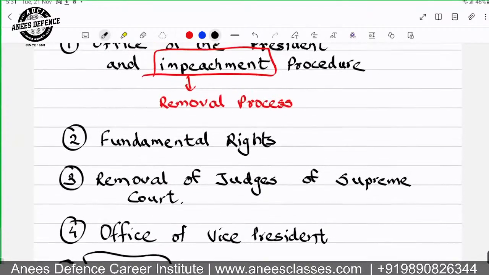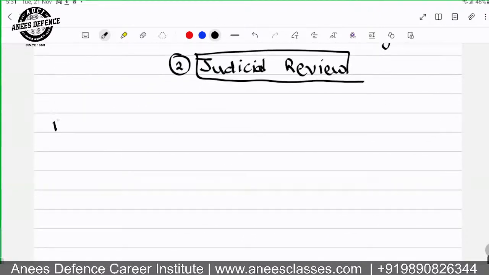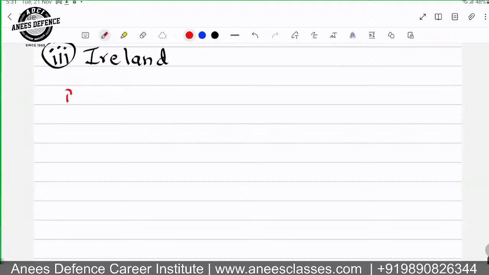Now, the third source of the Constitution. First, we will see from Ireland. From Ireland, we have taken the process of election of president.